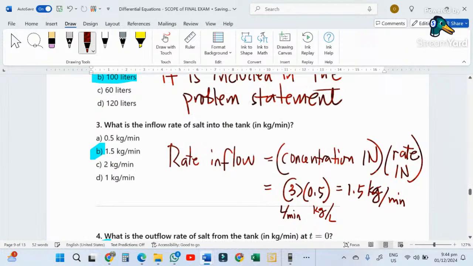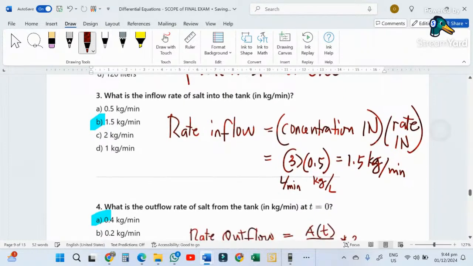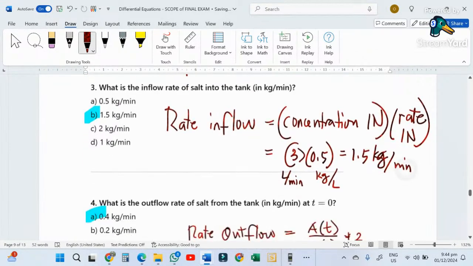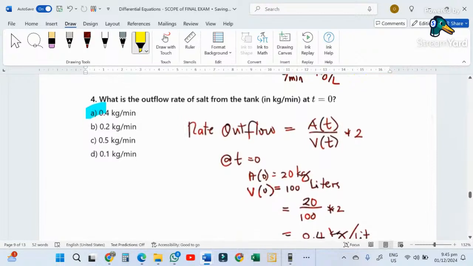Number three, what is the inflow rate of salt into the tank in kilogram per minute? I have defined the rate inflow a while ago: rate inflow minus rate outflow, and the rate inflow is the concentration in times the rate in. The concentration in is 0.5 kilogram per liter, from the brine solution. The rate in to the tank is 3. So 3 times 0.5 is 1.5, and that's the answer.